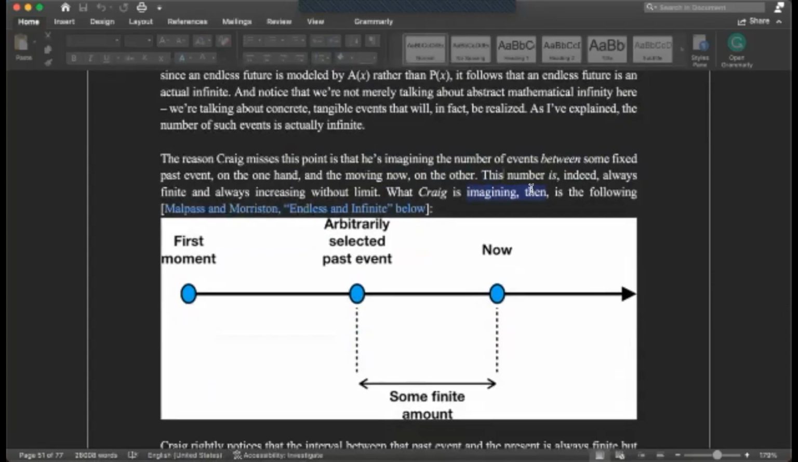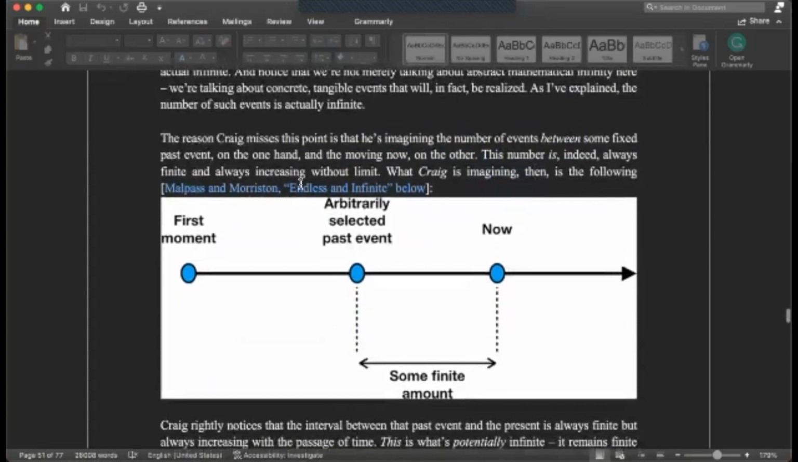So what Craig is imagining then is the following, and this is from Malpass and Morrison's paper, Endless and Infinite. Craig is picking some arbitrarily selected past event, or even the present event, and then he's looking at the number of events that have elapsed as the moving now increases with time, right? Now that will indeed always be finite, and it's always increasing, right? So that is indeed a potential infinite. As this moving now increases along the timeline, the temporal distance from this arbitrarily selected past event to the moving now is always finite, and it's always increasing without bound. So that is a potential infinite.